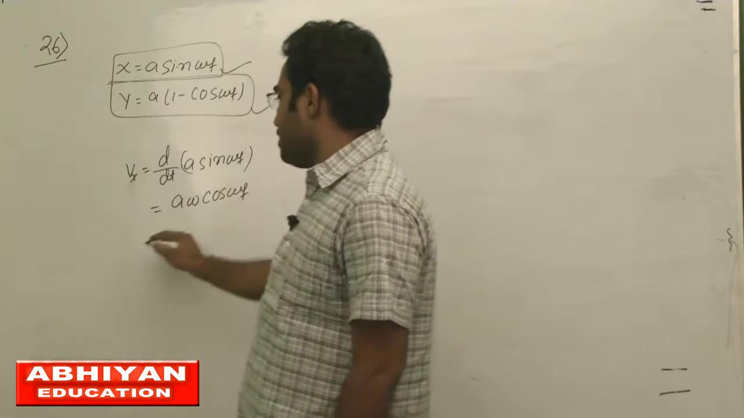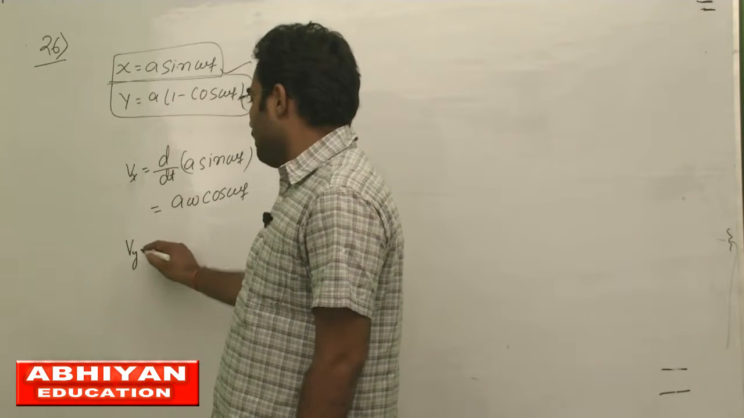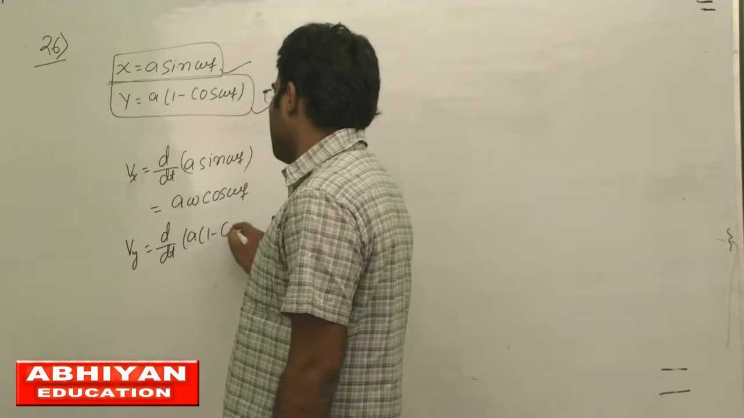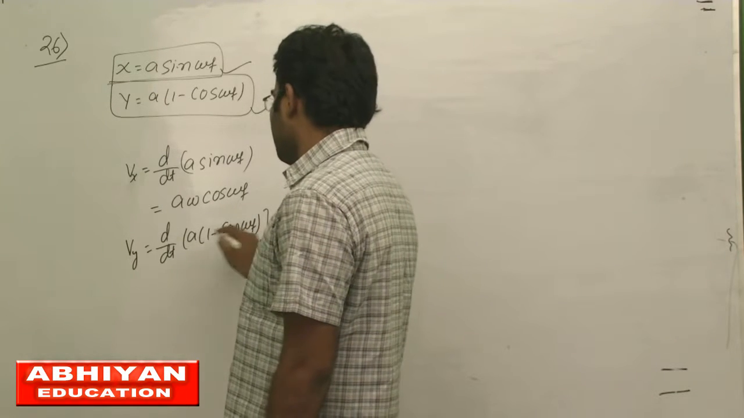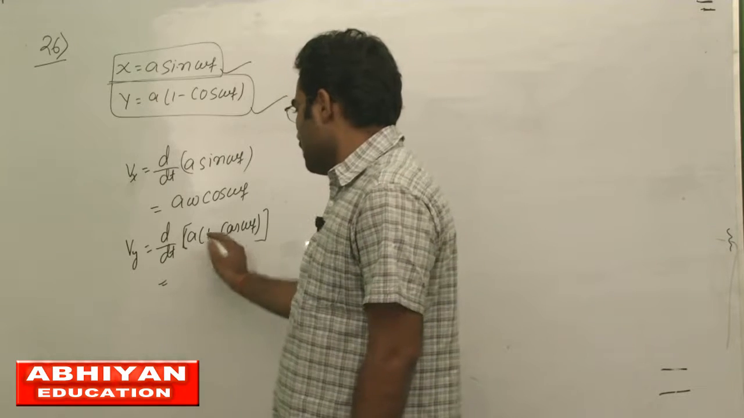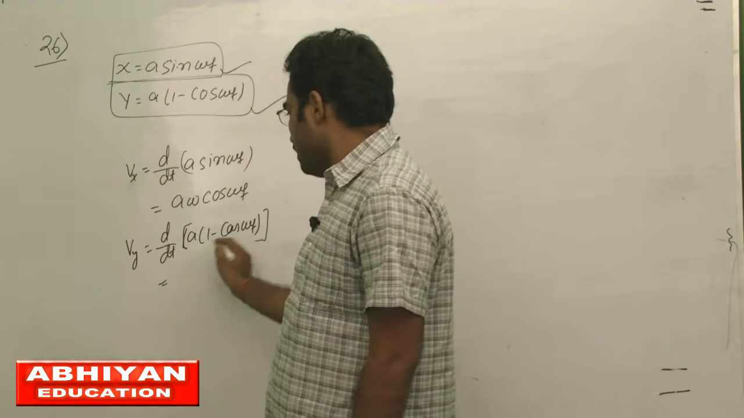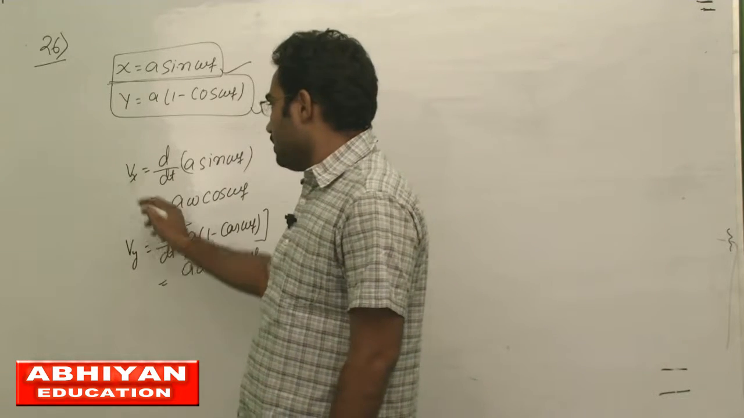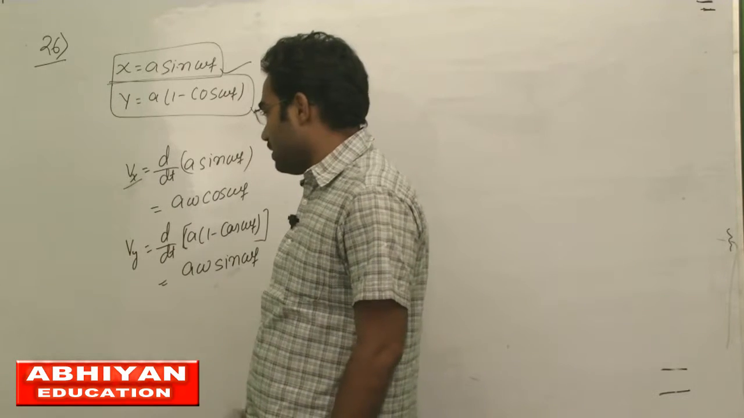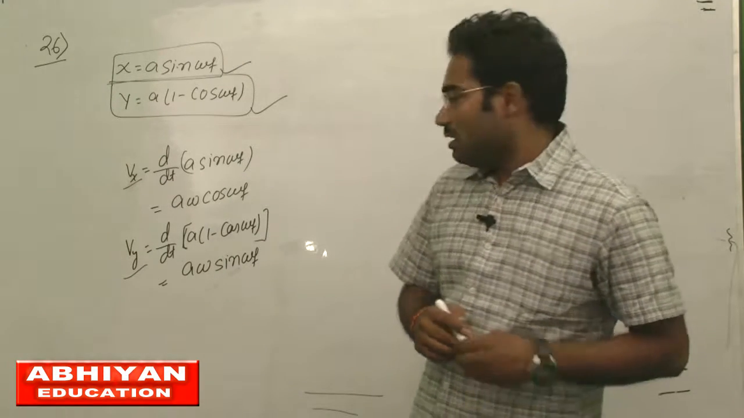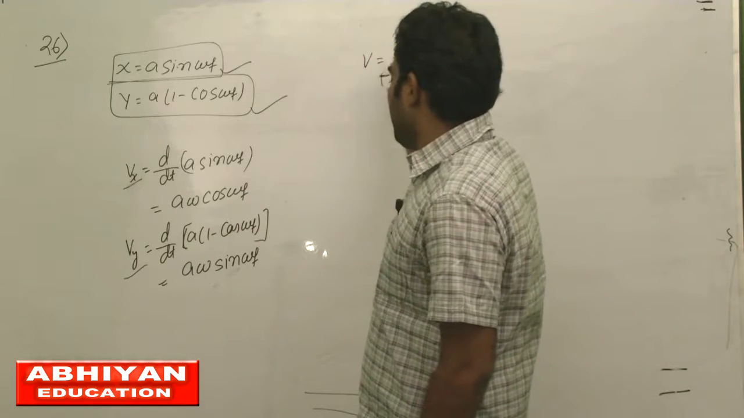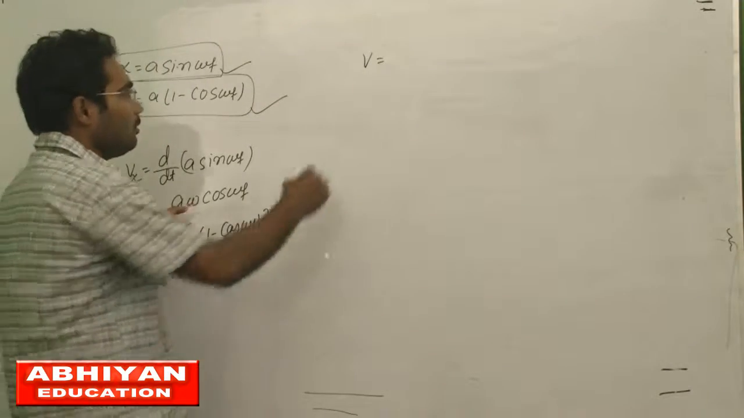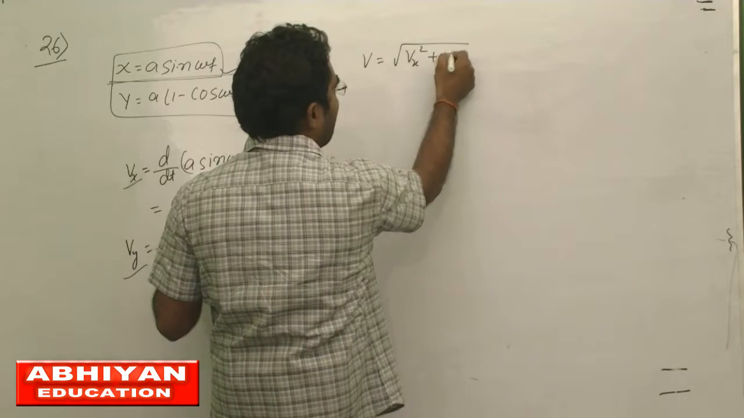Now differentiate the other equation. Velocity along the y axis is given by d by dt of a into 1 minus cos omega t. Since a is constant, the differentiation is a omega sin omega t. This is the component of velocity along the x axis and this is the component of velocity along the y axis. So the instantaneous speed of the particle is given by root under vx square plus vy square.